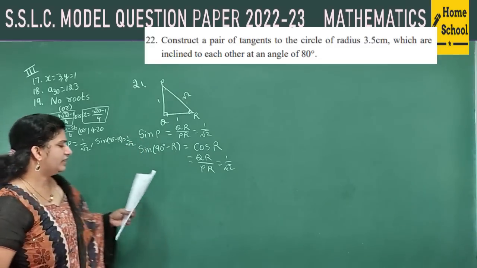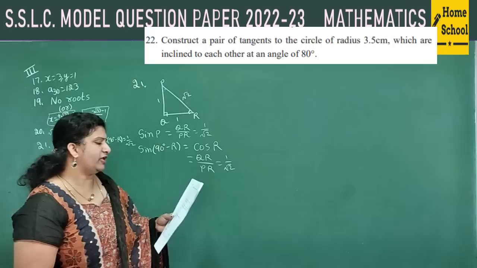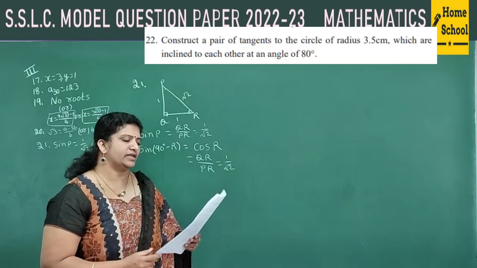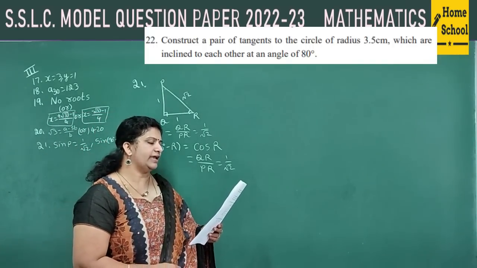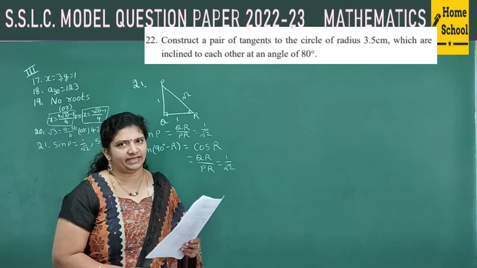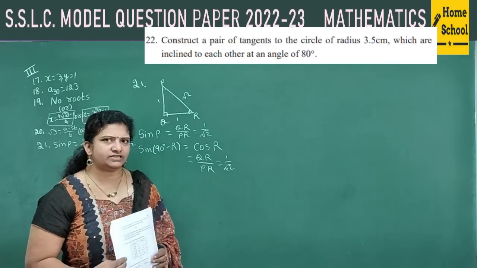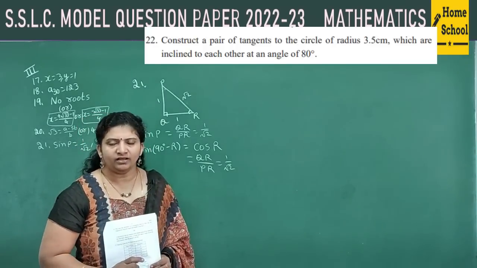root 2. Next question. Construct a pair of tangents to the circle of radius 3.5 cm which are inclined to each other at an angle of 80 degree. So this is a construction, children. Just I do roughly.